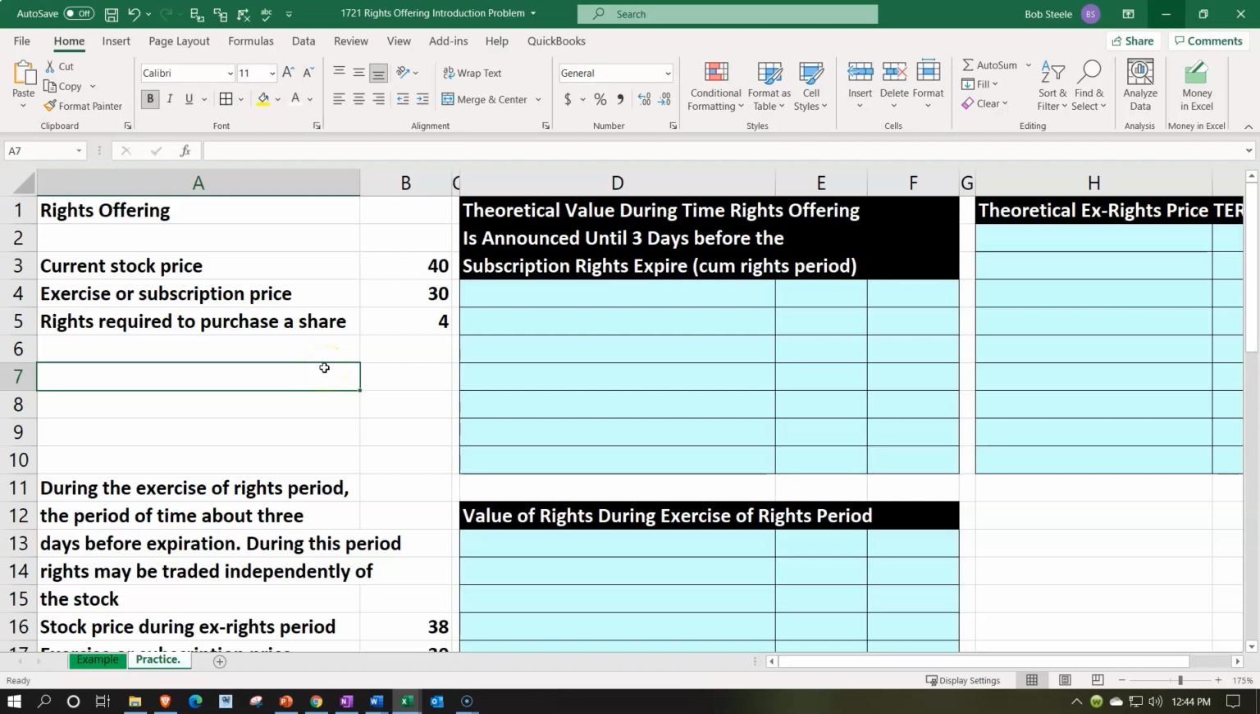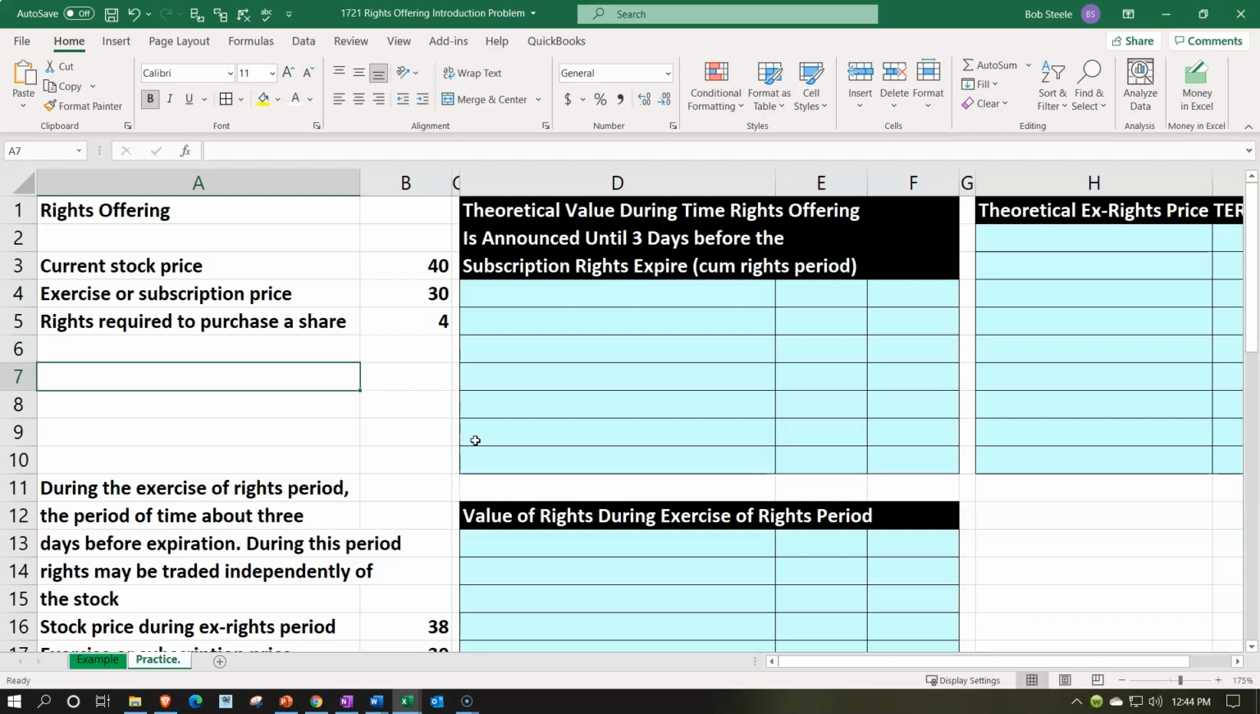Here we are in our Excel worksheet. If you have access to the Excel worksheet and would like to follow along, note that we're in the practice tab as opposed to the example tab, the example tab, in essence, being an answer key. We have the information on the left-hand side. Going to populate that into the blue area on the right-hand side, looking at a rights offering type of situation.